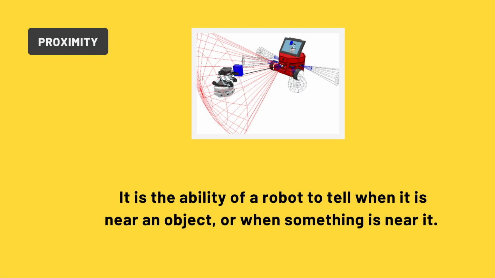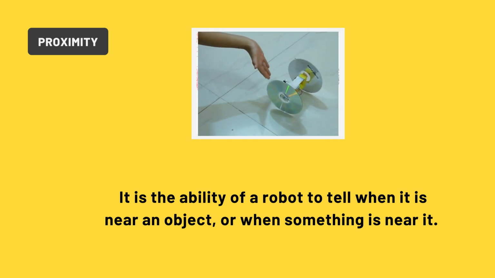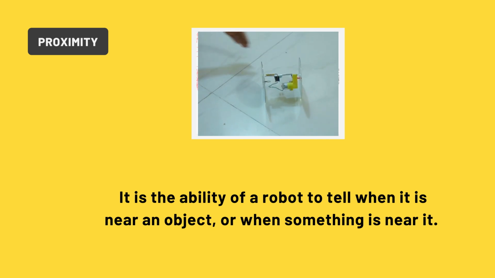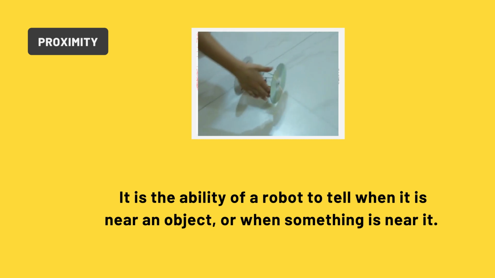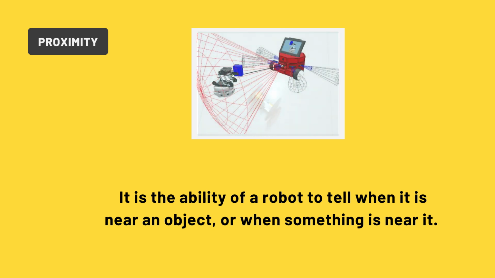Proximity sensing is the ability of a robot to tell when it is near an object or when something is near it. This sense keeps a robot from running into things. It can also be used to measure the distance from a robot to some object.